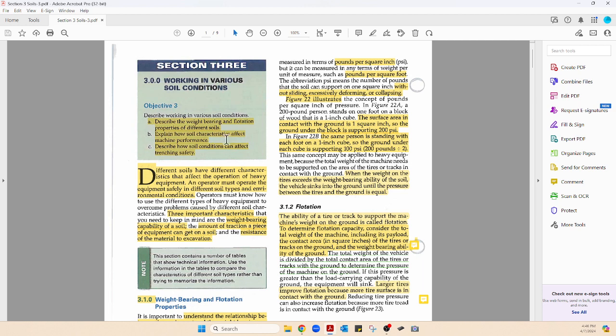How do the characteristics affect machine performance? Right toward the end of this module, we'll get into clay kinds of soils and how you have to get bigger equipment. All of this translates into productivity, not to exclude safety: how much dirt can we move in a day and put in the right place. So describe the soil conditions that can affect trenching safety.